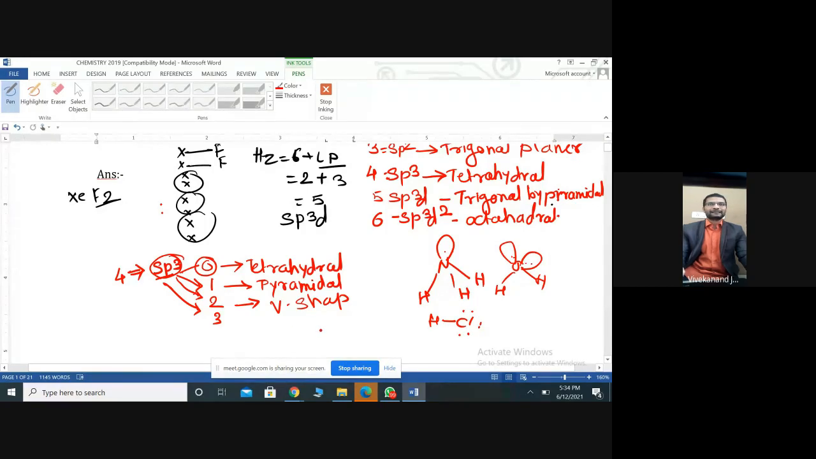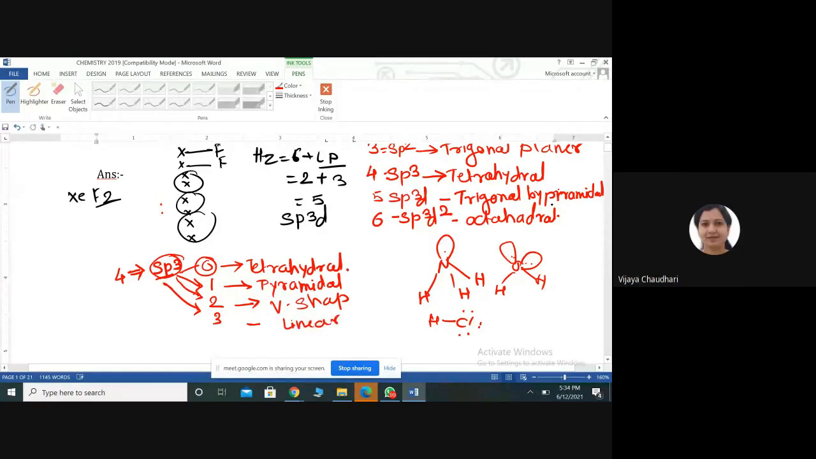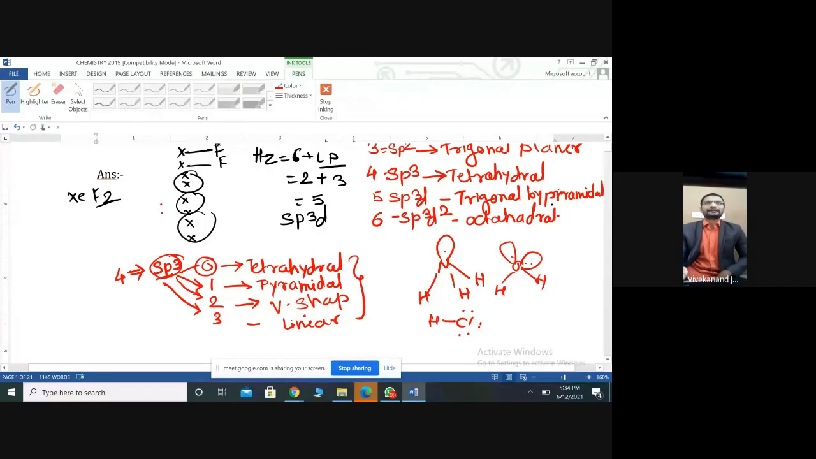And if I have 3 lone pairs with just 1 sigma bond, it will be linear. Now, every time we can't count all the things according to this when we go for the examination.